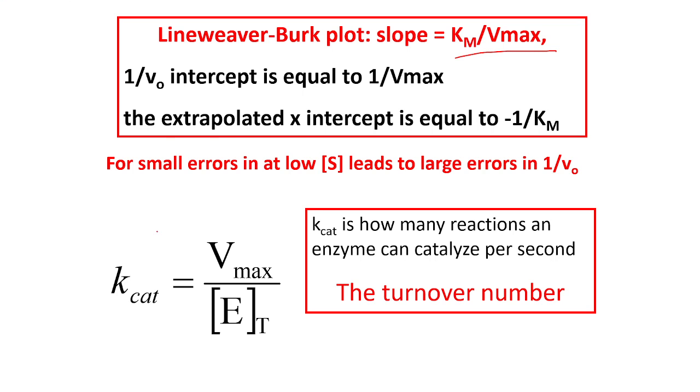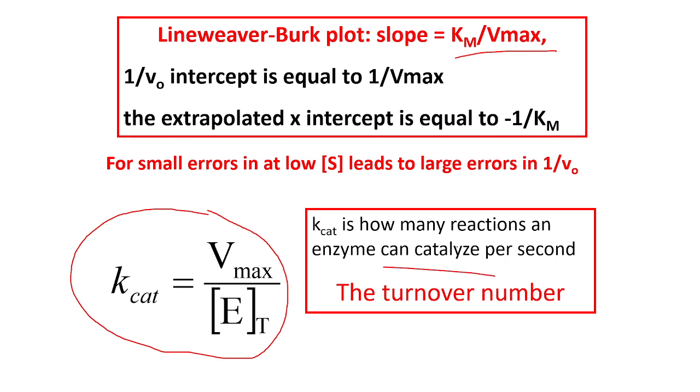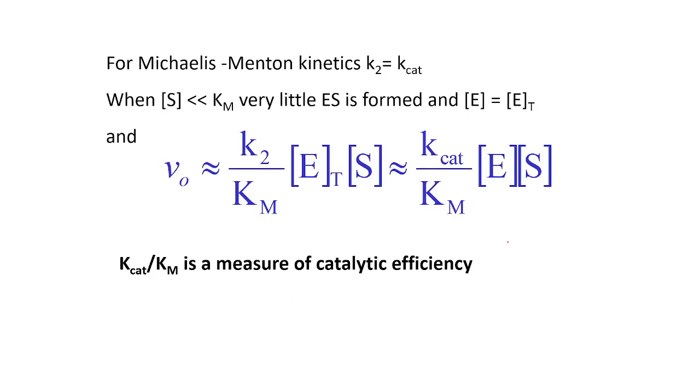So now the kcat value for this particular equation would be kcat equals Vmax by total enzyme concentration, which is how many reactions an enzyme can catalyze per second. That is the turnover number. I have spoken about this previously, and I guess that is clear to all of you. Now for Michaelis-Menten kinetics, K2 is equal to your kcat, that you can understand from the equation as well. And now V naught equals your K2 by Km, total enzyme concentration into substrate concentration, that is equal to your kcat by Km into enzyme concentration into your substrate concentration.